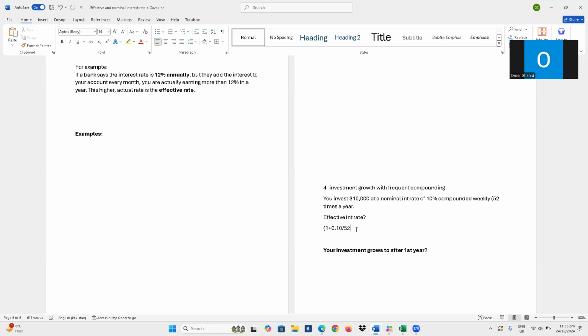We will close the bracket here, to the power 52, because n is 52. We have 52 weeks in a year, and minus 1, you will get the effective interest rate. If you calculate this rightly on your calculator, you will get 10.51%.